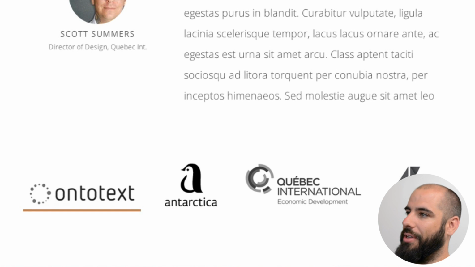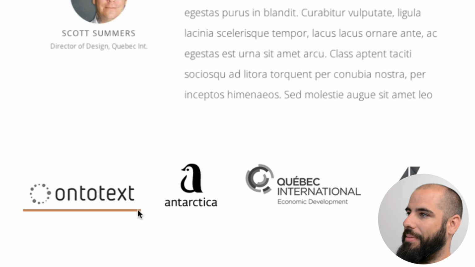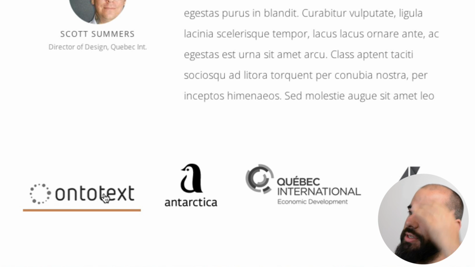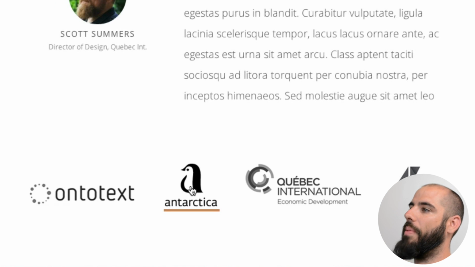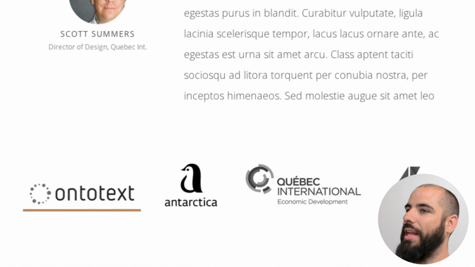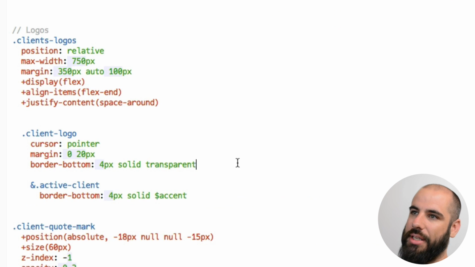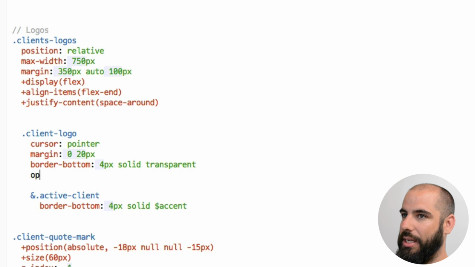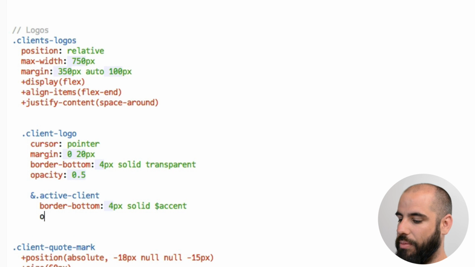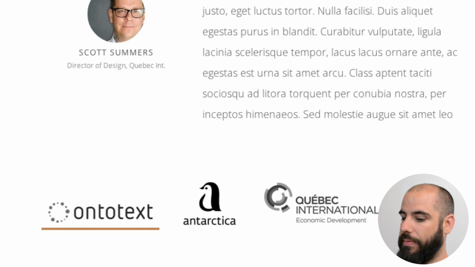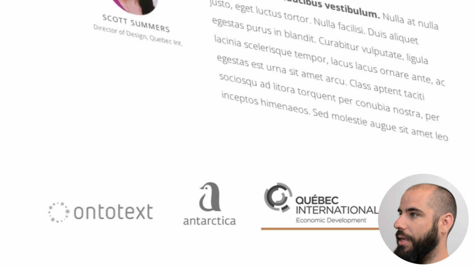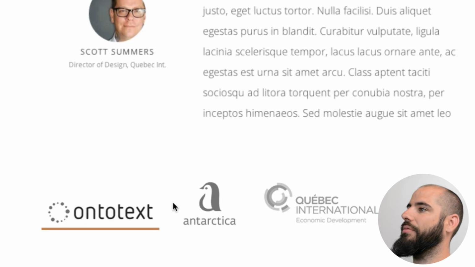Another thing that I realized I did in the Photoshop design, but I didn't do in the coding, was that I made the active one fully opaque, where the other inactive ones were kind of knocked down in opacity. So let me turn the opacity down. Let me take it to 0.5, and then for the active client, I'll bring it back up to 1. There we go. Now it's a little bit more pronounced which one is active.